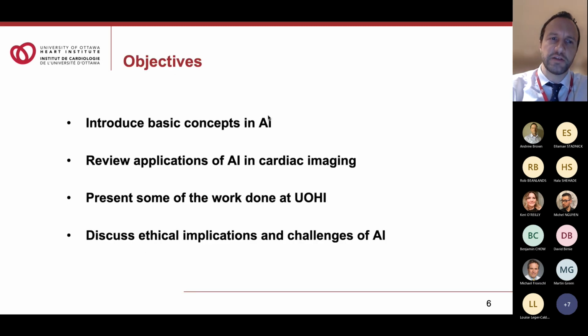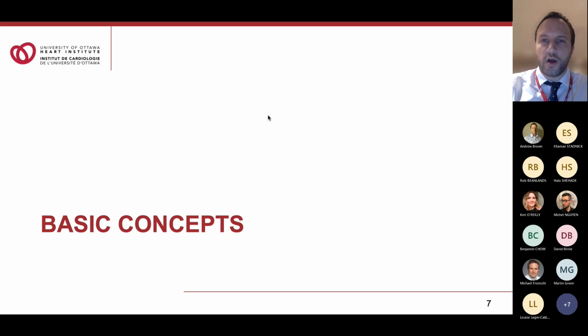So the objective of this presentation will be to introduce some basic concepts in AI. We'll review some of the applications of AI in cardiac imaging, present some of the work that's been done at the Heart Institute, and discuss some ethical implications and challenges of AI. So let's start with basic concepts.